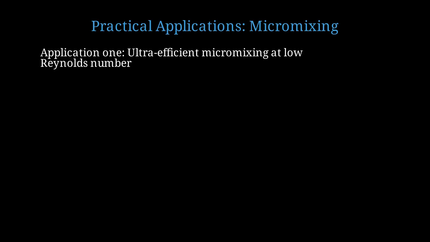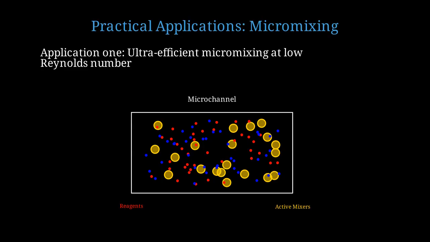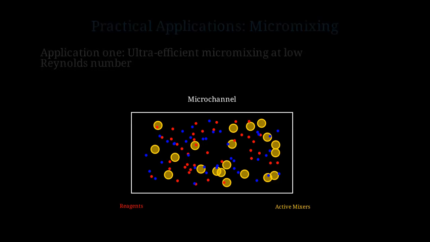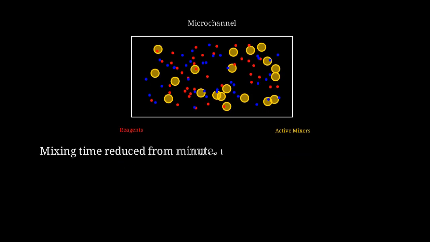Now let's talk about applications. This phenomenon opens up exciting possibilities for microfluidic technologies. First application: ultra-efficient micromixing. Mixing at the microscale is normally very difficult because viscosity dominates and flow is laminar. By adding active Janus particles to a microchannel, you can achieve rapid mixing of reagents. The swimmers stir the fluid and homogenize concentrations much faster than passive diffusion. Experimental studies show mixing times can be reduced from minutes to just seconds by introducing catalytic nanomotors.